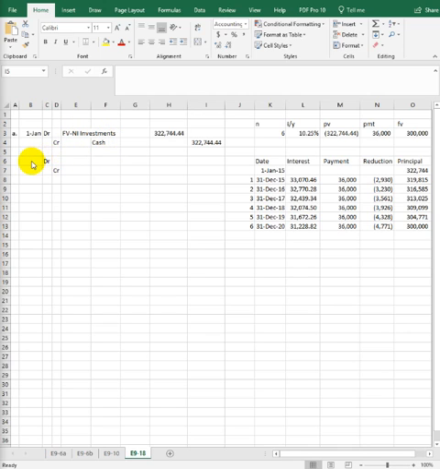Now on December 31st, we have earned a little interest to get a cash payment. And so we're going to assume we actually received the payment, because otherwise we'd set it up as interest receivable. But we actually received the payment of $36,000. And that represents interest income. Partially. It represents interest income of that amount right there.